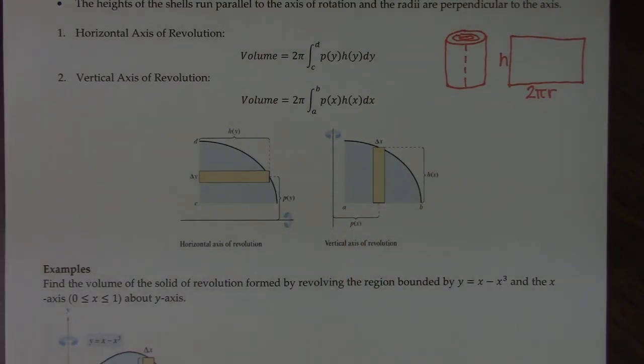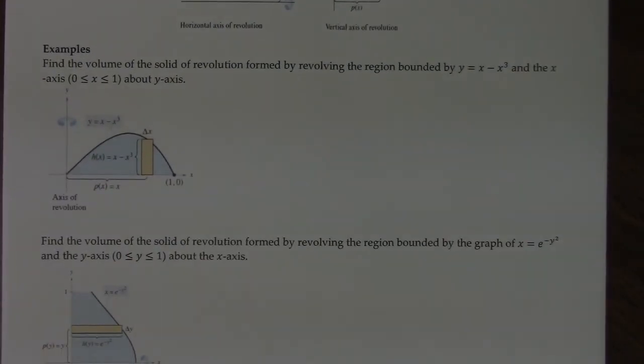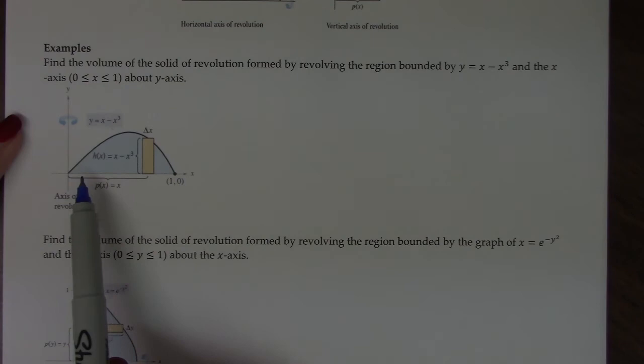So let's look at an example of how you would apply the shell method. All right, so what we have here is the graph of x minus x cubed and the x-axis, and we're only looking at it from 0 to 1. And we're going to revolve it about the y-axis. So there's a little gap here.